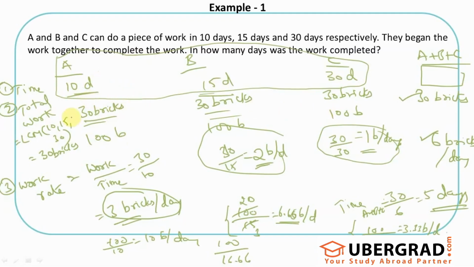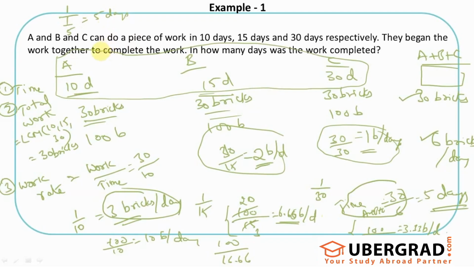The other approach is this: I assume the total work to be 1. That's one method. So what will be the work rate? It's 1 by 10. A will complete 1 by 10th of the work every day, B will complete 1 by 15, and C will complete 1 by 30. Then A plus B plus C will be 1 by 10 plus 1 by 15 plus 1 by 30, and the overall work rate will come to be 1 by 5. He has to complete one unit of work, so 1 divided by 1 by 5 will give me 5 days as the answer, using the same formula. Work is 1 and the total work rate of A plus B plus C is 1 by 5, so it will come to be 5 days.